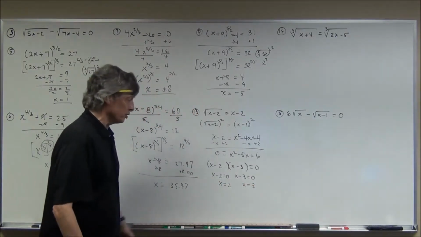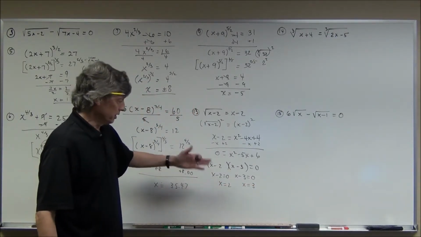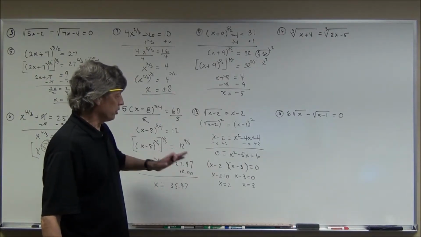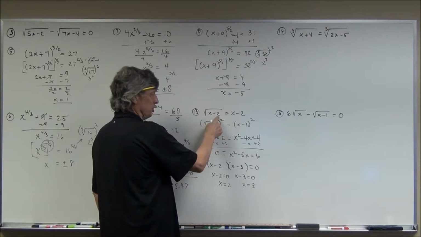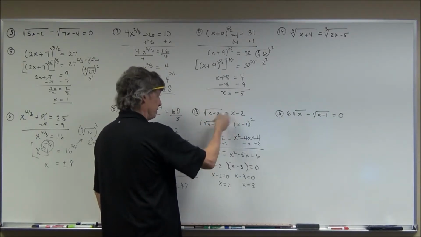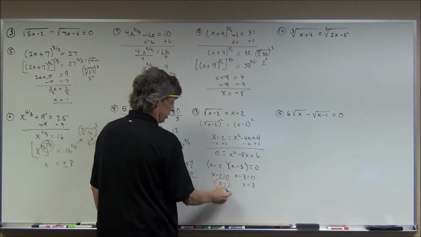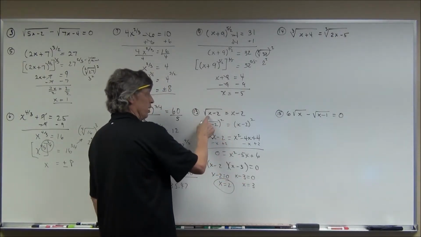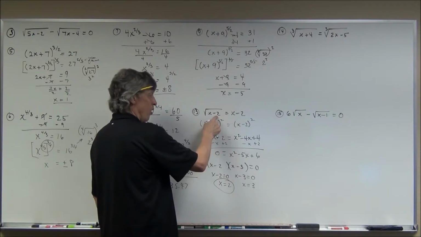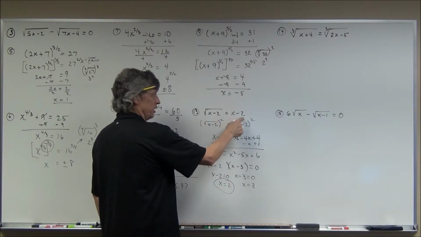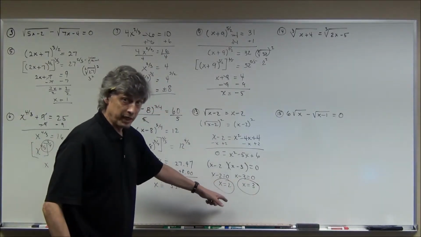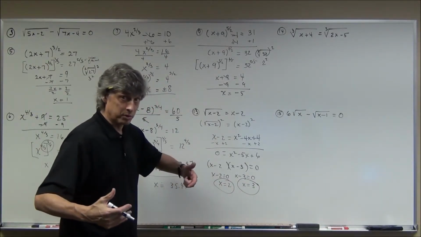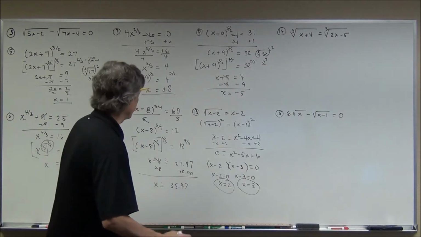Now both of those answers look like pretty good answers. Let's just make sure. Let's start with the 2. If I plug 2 in here, 2 minus 2 is 0. The square root of 0 is 0. 2 minus 2 is 0. 0 equals 0. This one checks out okay. That's a good answer. Plug 3 in. 3 minus 2 is 1. The square root of 1 is 1. 3 minus 2 is 1. 1 equals 1. These are both good answers. You need to check your answers when you're squaring both sides. Okay? You need to check your answers.